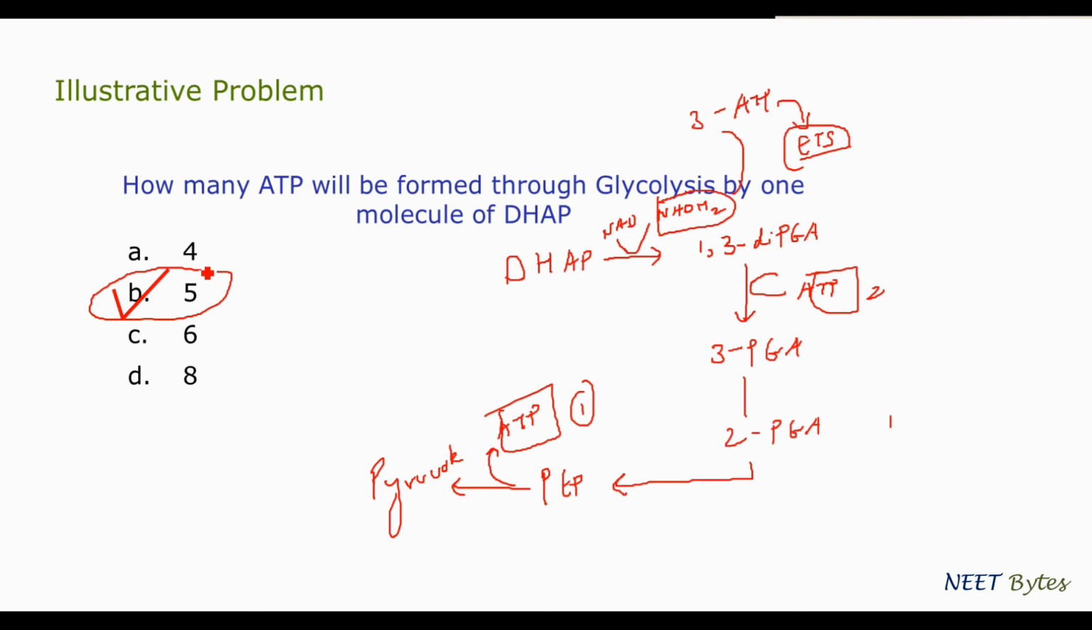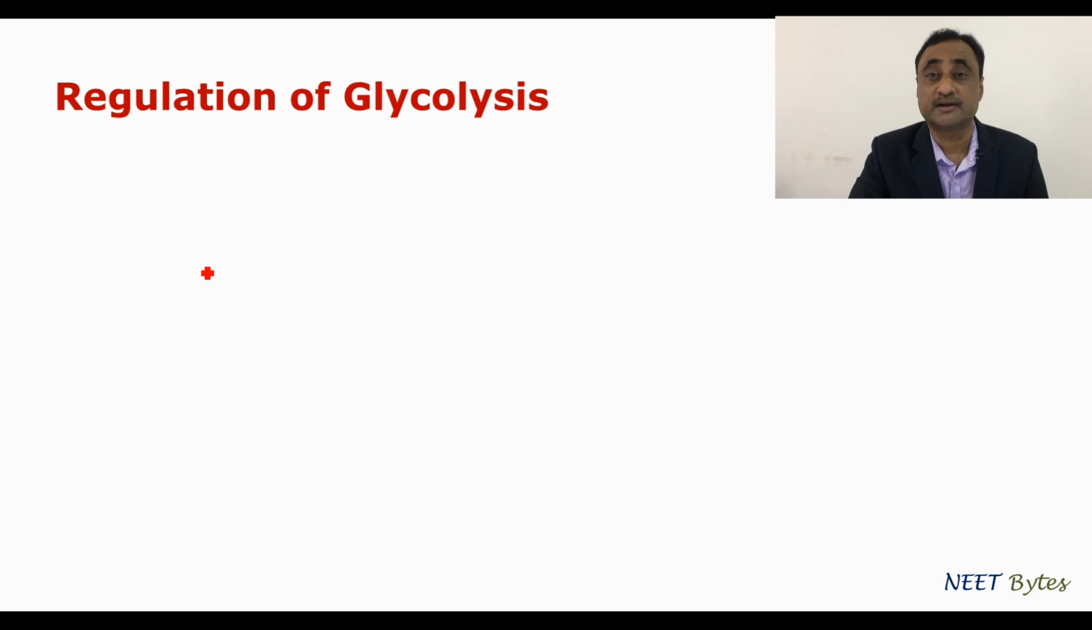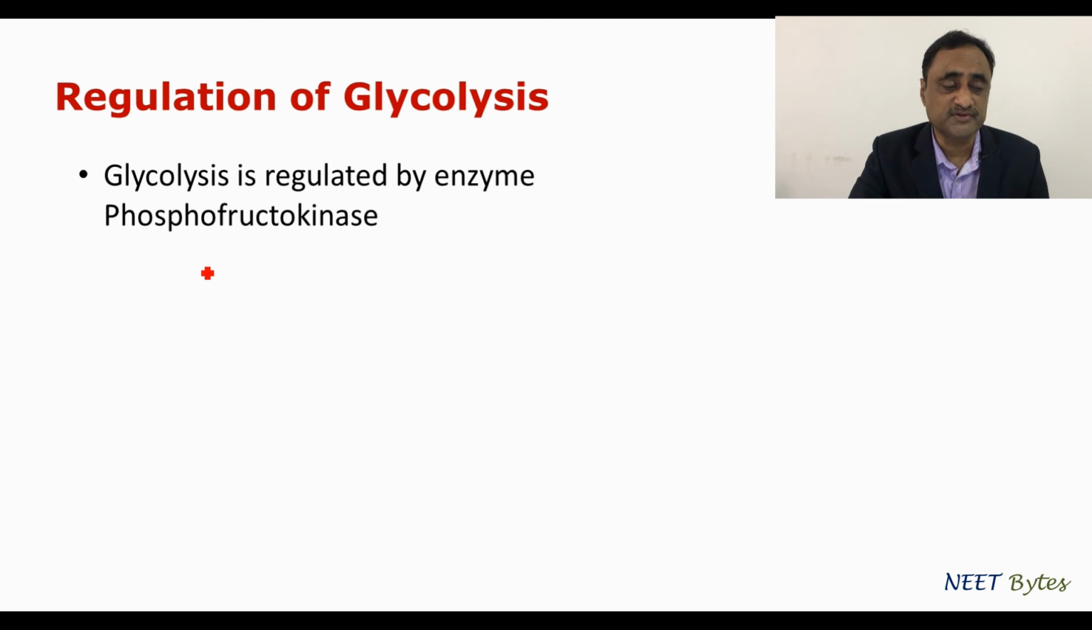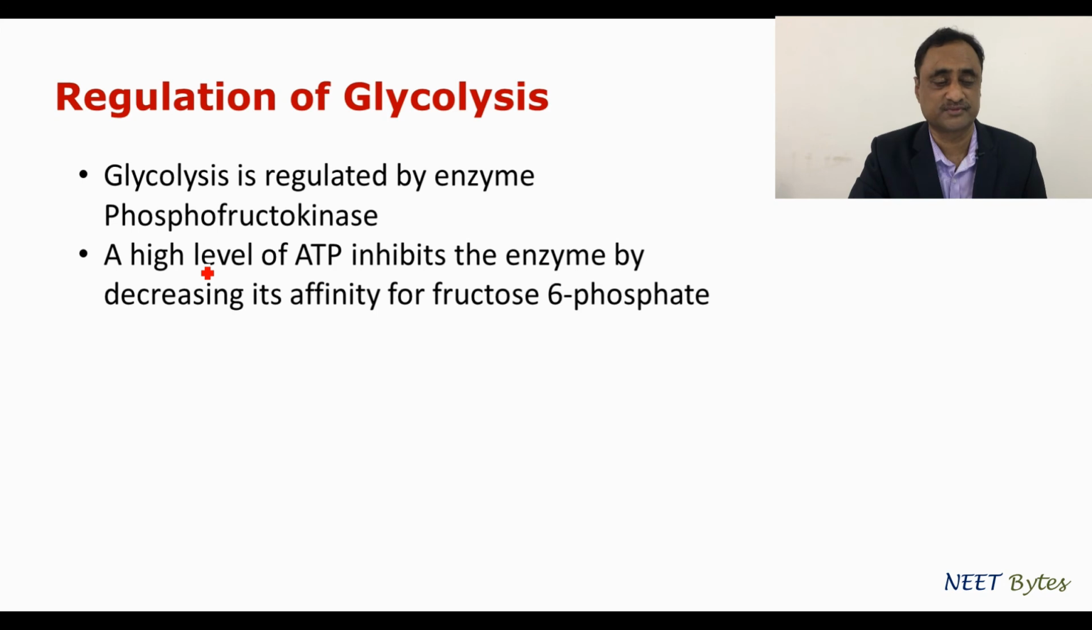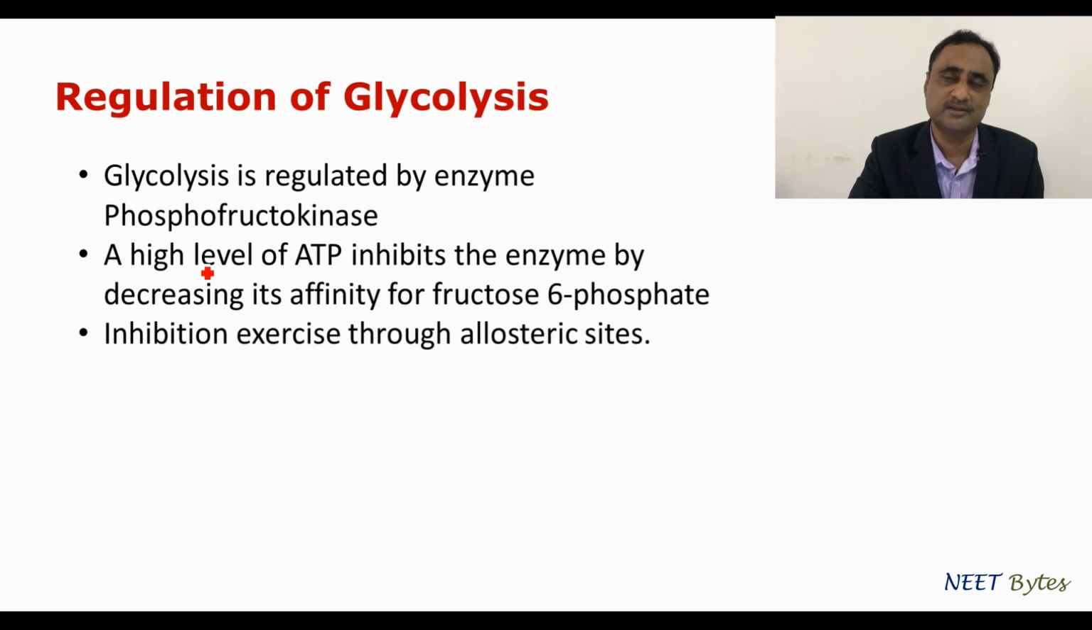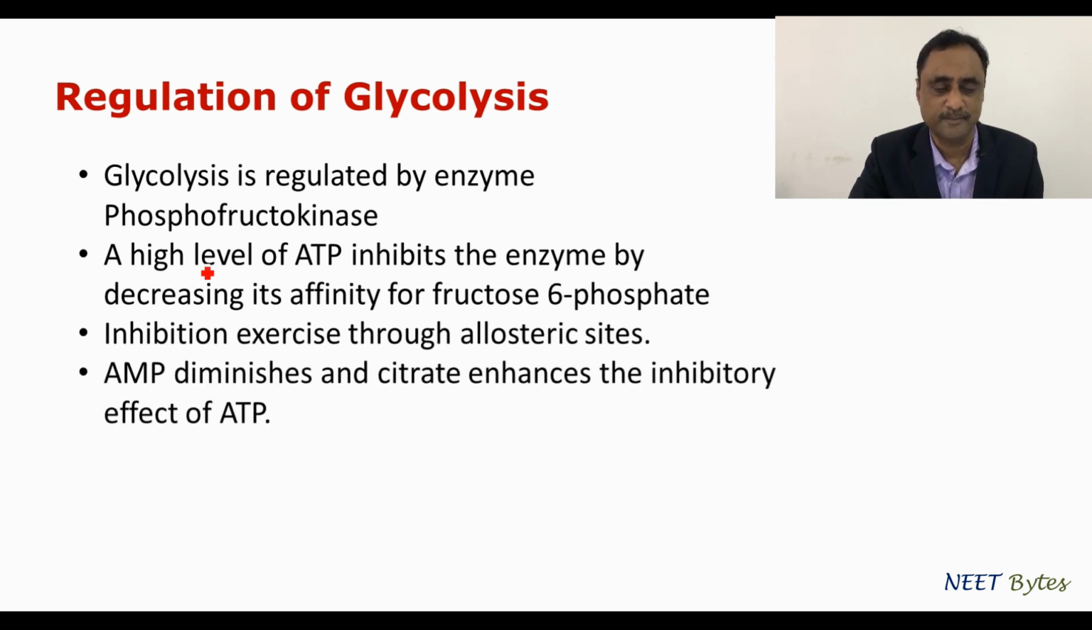Okay. Let's discuss one more thing, how glycolysis is regulated. You see, glycolysis is regulated by the enzyme called phosphofructokinase, and regulation is exercised through the allosteric sites, where if there is a high level of ATP, naturally the respiration would like to stop, isn't it? Because already there is a large number of ATP. So ATP binds to the allosteric site of phosphofructokinase, and thereby glycolysis is inhibited. Okay. So this is how glycolysis is regulated.